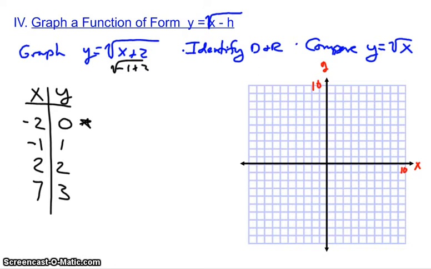Okay, so we plug these in and compare. Negative 2 is at 0. Negative 1 is at 1. 2 is at 2. And 7 is at 3. So if we compare that to the parent function, which is always at 0, 0, 1, 1, 4, 2, 9, 3.